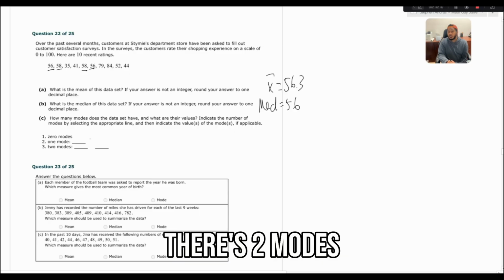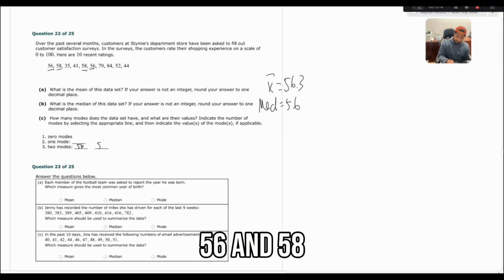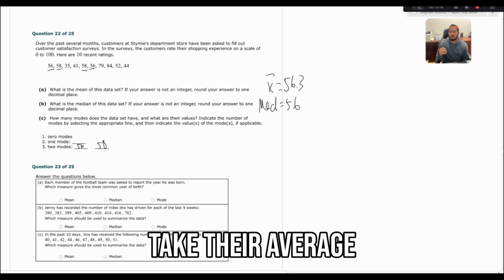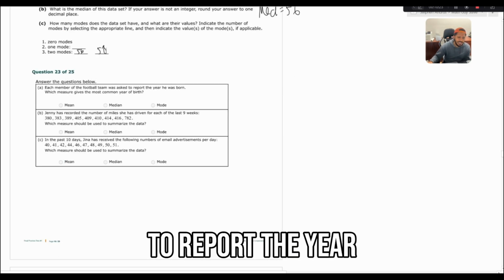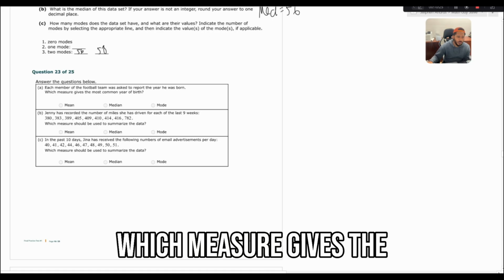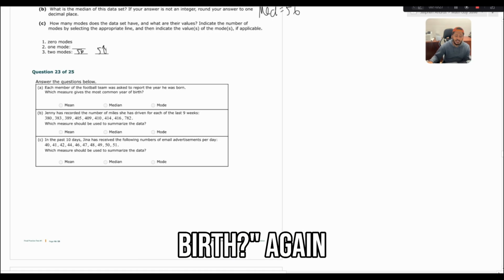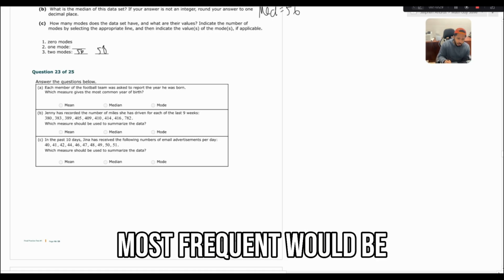So we just say there's 2 modes. There'd be 2 modes, 56 and 58. So we don't take their average, we just say both of them are the mode. All right, this one says each member of the football team was asked to report the year he was born. Which measure gives the most common year of birth? Again, most common, most frequent would be the mode.